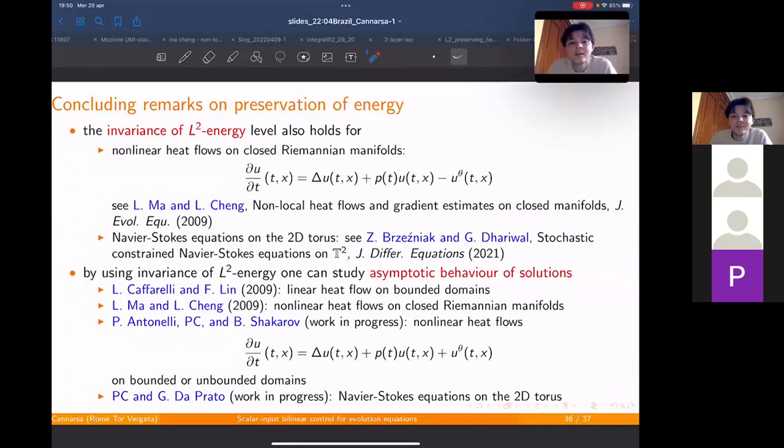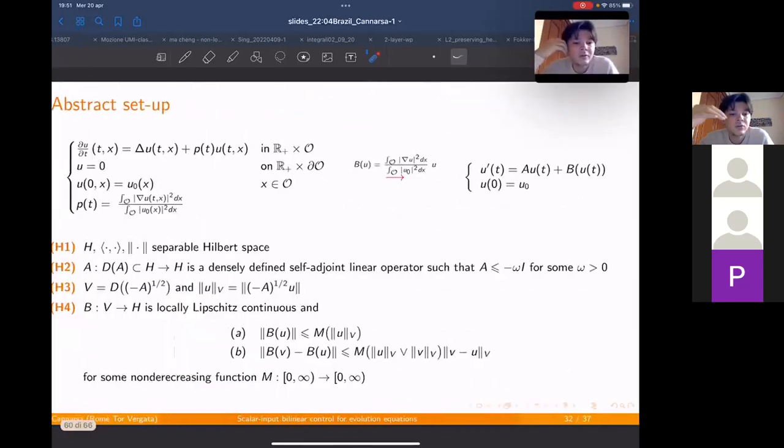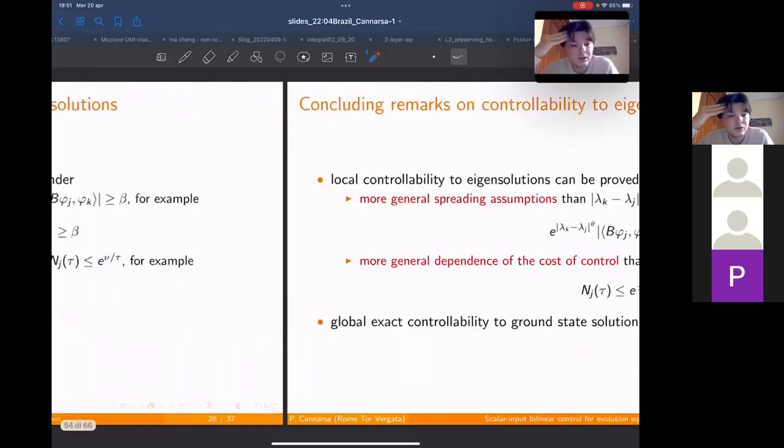So, Piermarco, I have some questions. One question is about the cost for the bilinear controllability. Because you know the cost for the G null controllability, right? And by precisely knowing this cost, you get the controllability for the bilinear.